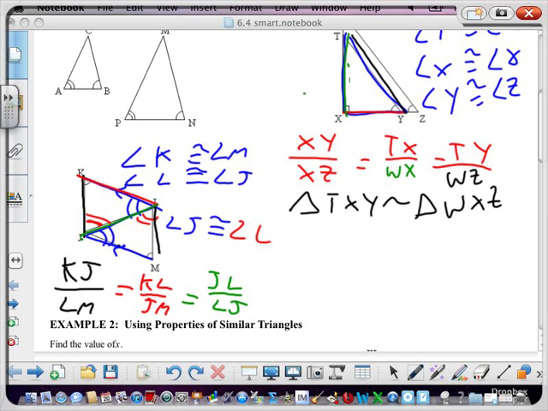If we wrote JL or LJ, I think we'd be okay. But I see what you're saying. You're matching the congruent angles together. Okay, so let's make our proportionality statement. Triangle KLMJ is similar to triangle MJL.